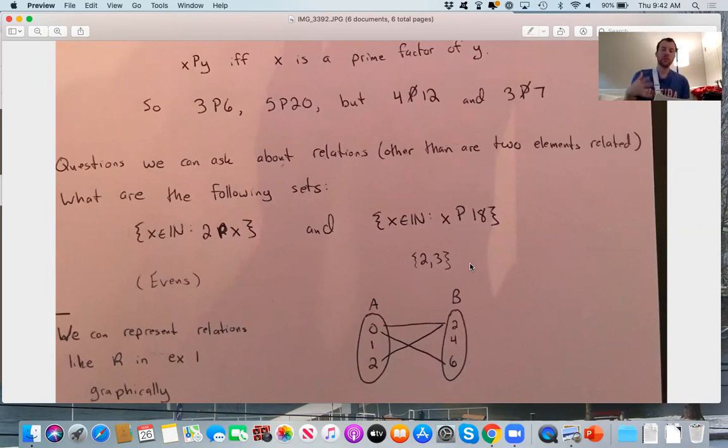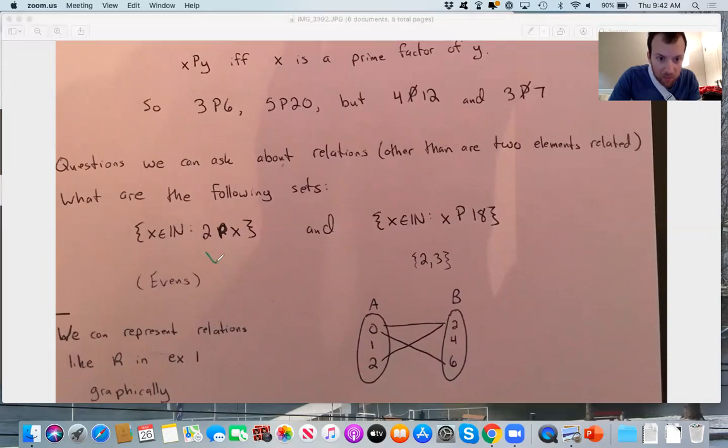So one thing with relations that we really need to be aware of is that the order in which things are related matters. If we changed this to find the x which are p related to 2, this is asking a very different question. It's asking a question similar to the second example. Find the x's which are prime factors of 2.